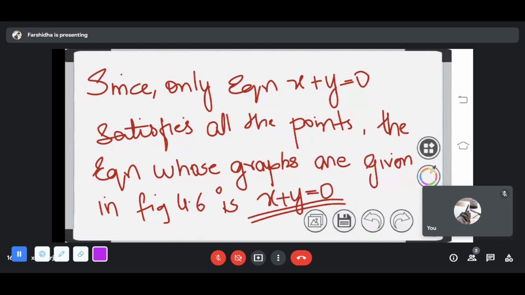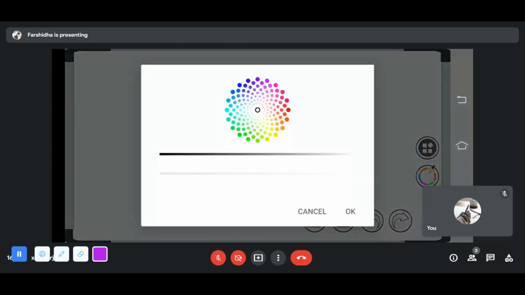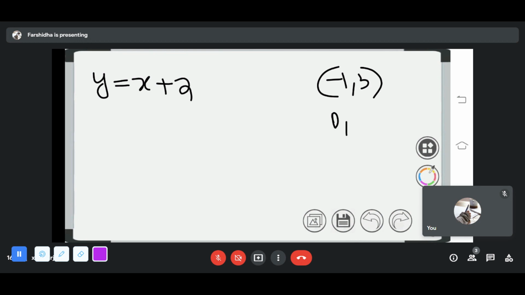Same way you need to identify the next graph, that is figure 4.7. You need to check which is the equation of that graph. First one was y is equal to x plus 2. First of all, take what points are given in figure 4.7: minus 1 and 3, 0 and 2, 2 and 0.